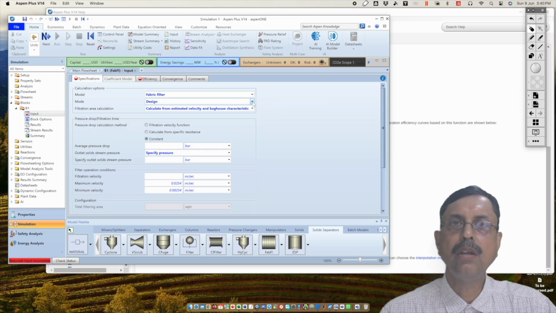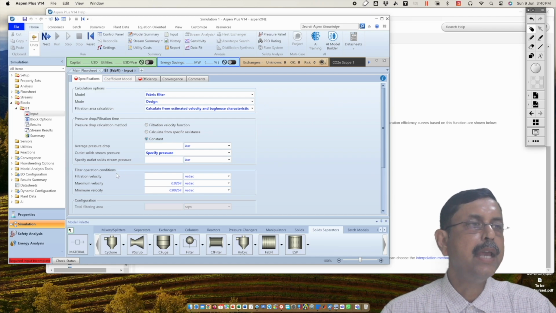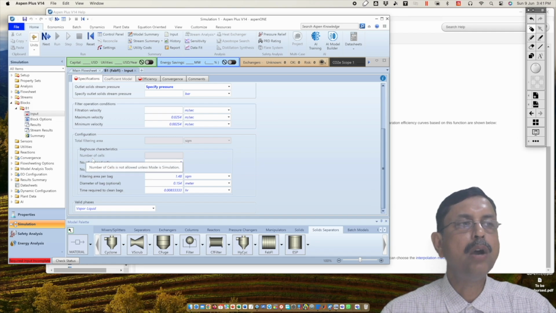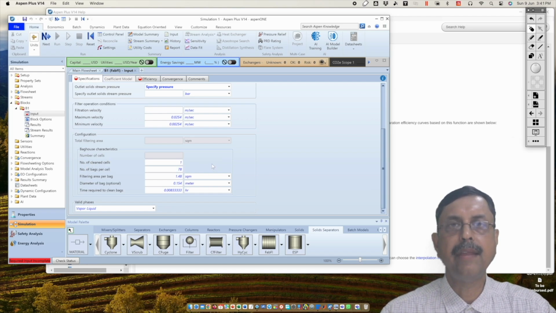And finally, if you convert into design mode, then your filtration velocity information is required and it will calculate the total filtering area. Based on that, the number of cells will be calculated, because the number of clean cells and number of bags per cell, that information you have to provide, and it will tell you how many such cells will be required for your bag house. So those are the information that will be designed.